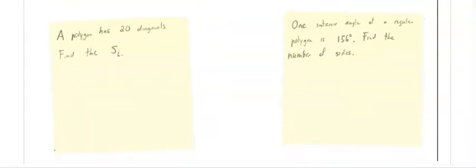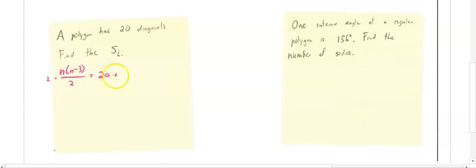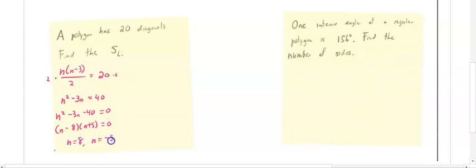A polygon has 20 diagonals. Find the sum of interior angles. So remember that our formula to find the diagonals is n times n minus 3 over 2. We can multiply both sides by 2. n squared minus 3n is equal to 40. Move everything to the n squared side. And we can factor. So we have n minus 8 and n plus 5 equals 0. We switch our signs. n is 8, n is negative 5. We can't have a negative side.